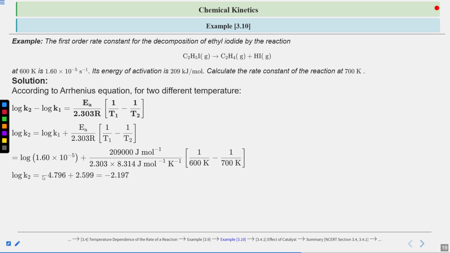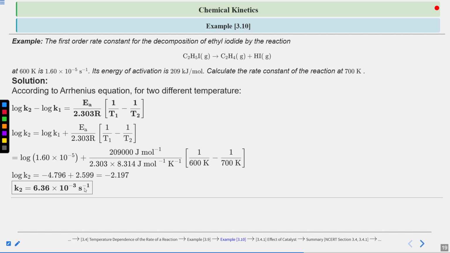So log of K2 will be equal to log of this, which is minus 4.796, plus this whole fraction, which comes out as 2.599, and when you do the subtraction it will be minus 2.197. So log K2 is minus 2.197. So K2 will be 6.36 multiplied by 10 to the power minus 3 second inverse.